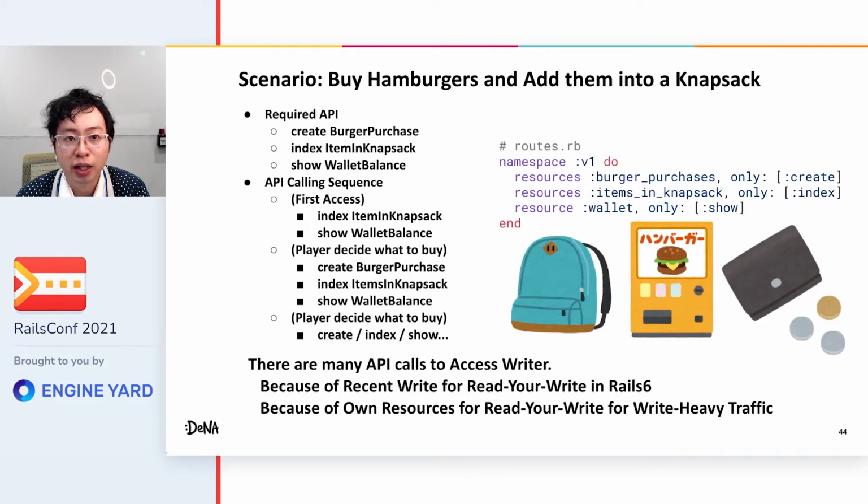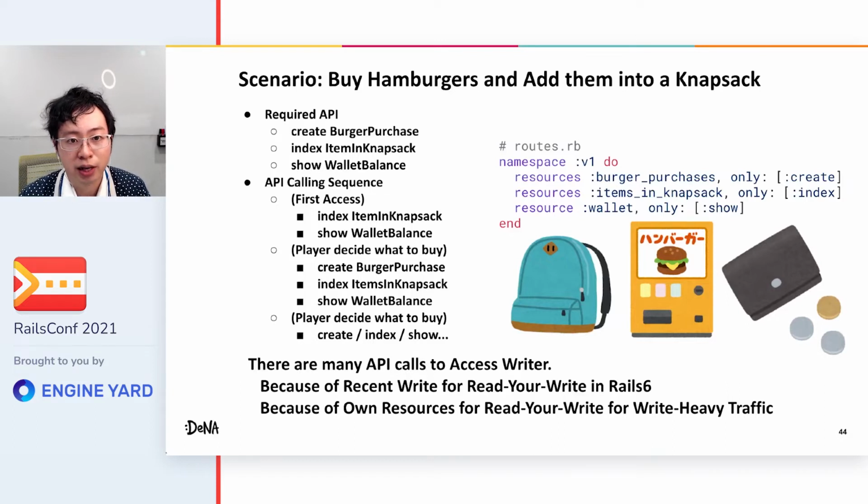There are 3 required APIs: create burger purchase, index items in knapsack, and show wallet. You can see the Rails routes on your right-hand side. The routes consist of 3 resources. Let's see the API call sequence on the left-hand side. In the first access, a client calls index items in knapsack and show wallet. Then the player decides what to buy, and the client calls create burger purchase, index items in knapsack, and show wallet balance.